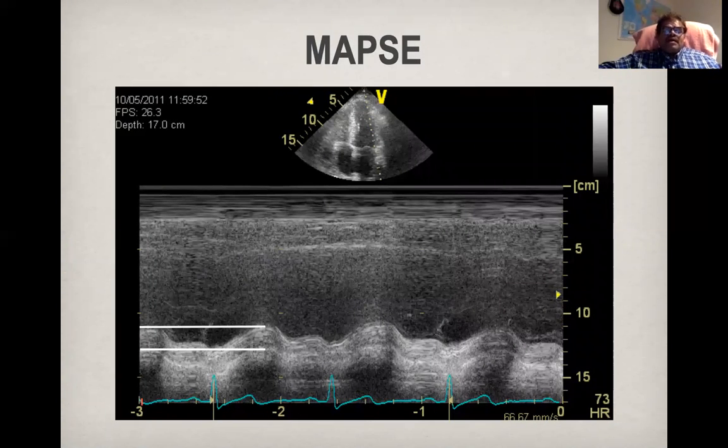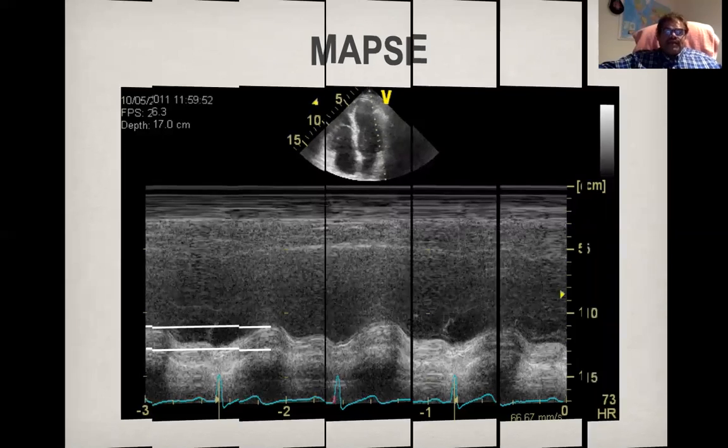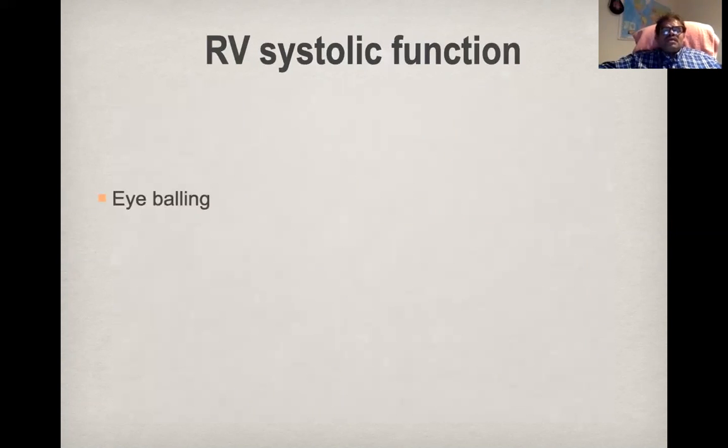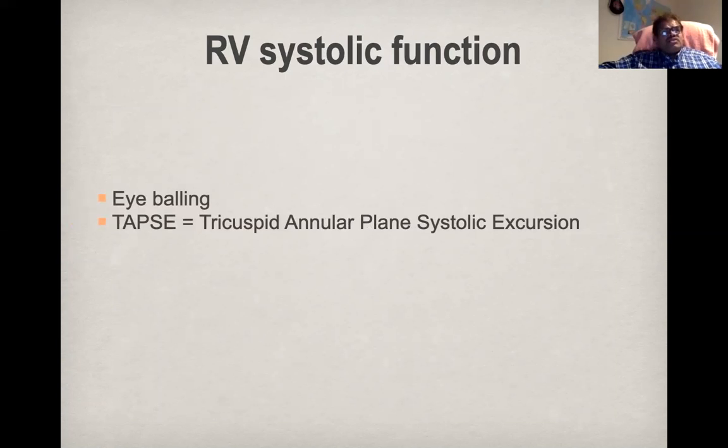Here in the M mode, the movement of the mitral annulus during systole and diastole, the difference, is calculated using the machine software. Ideally, the movement of the mitral annulus should be more than 11 millimeter for normal. Rest of the findings are given in our FATE card. Now we have seen left ventricular systolic function. We usually see fractional shortening, ejection fraction, mitral septal separation, and MAPSE.